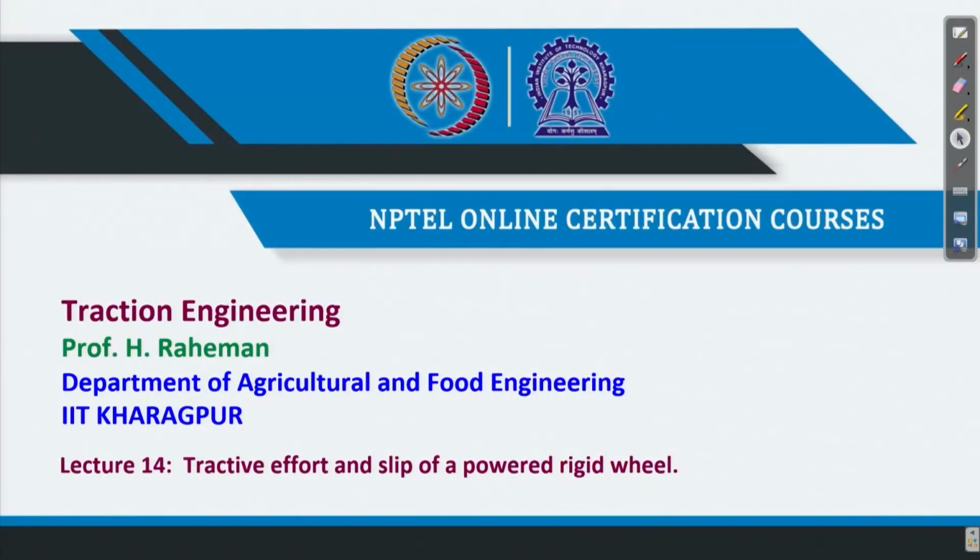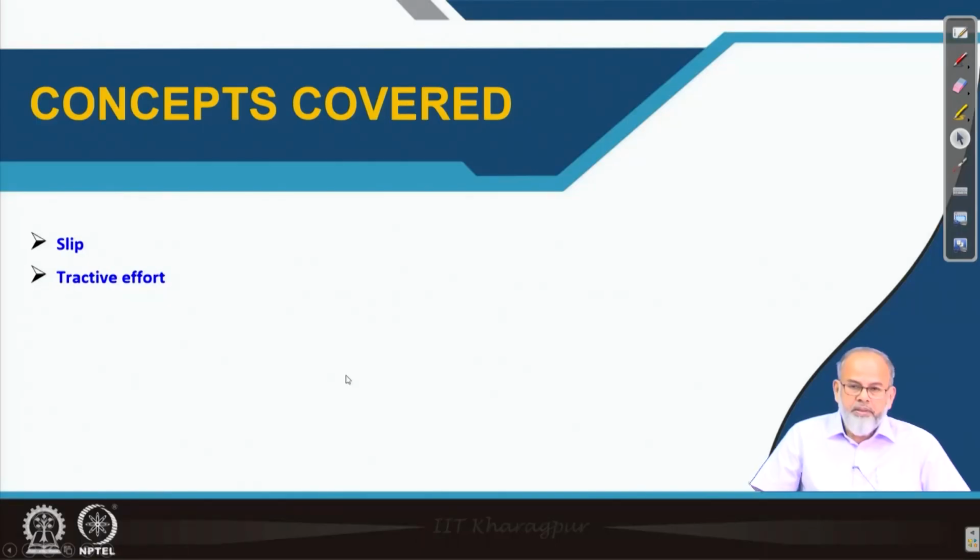This is lecture 14 where I will try to cover tractive effort and slip of a powered rigid wheel. When I say powered rigid wheel, that means a rigid wheel which is powered, which is moving at an angular speed omega. So, the concepts which will be covered will be slip and tractive effort.